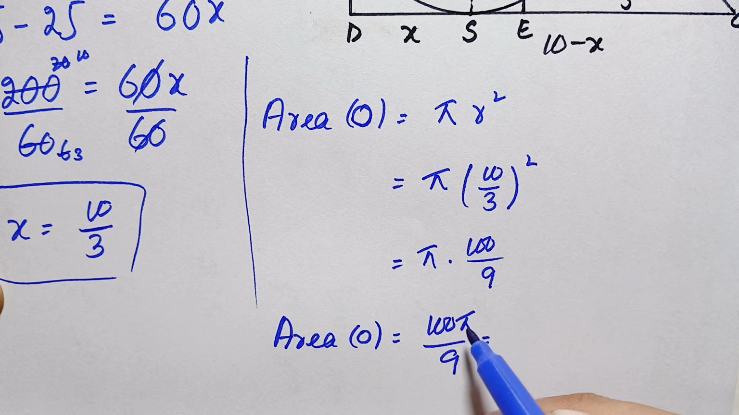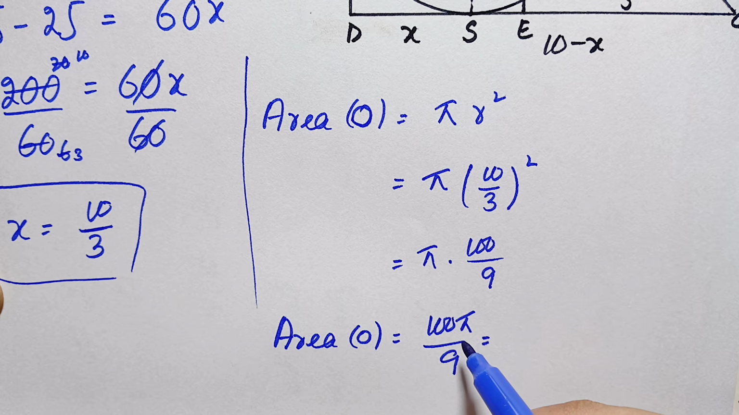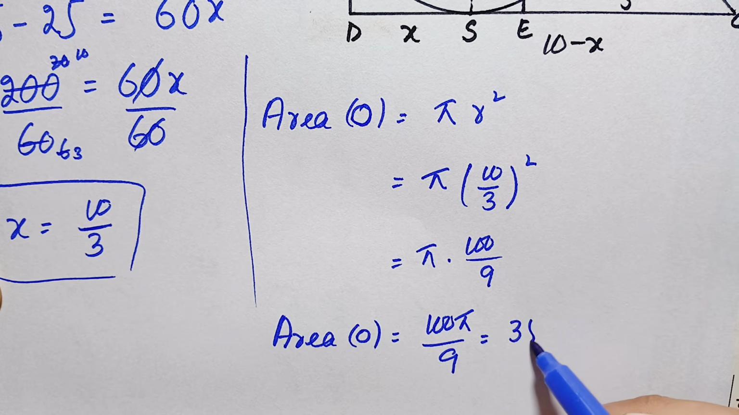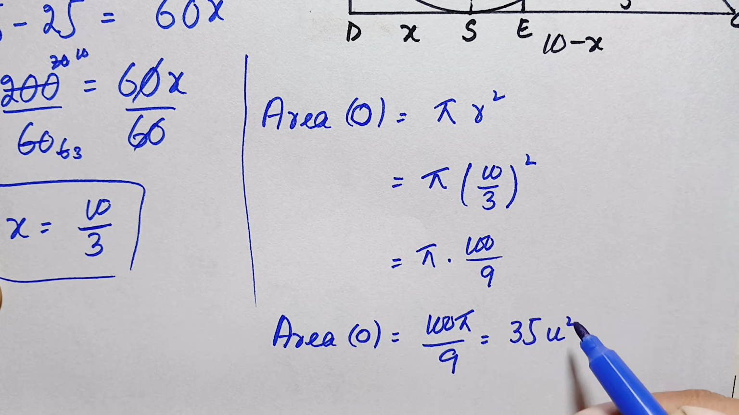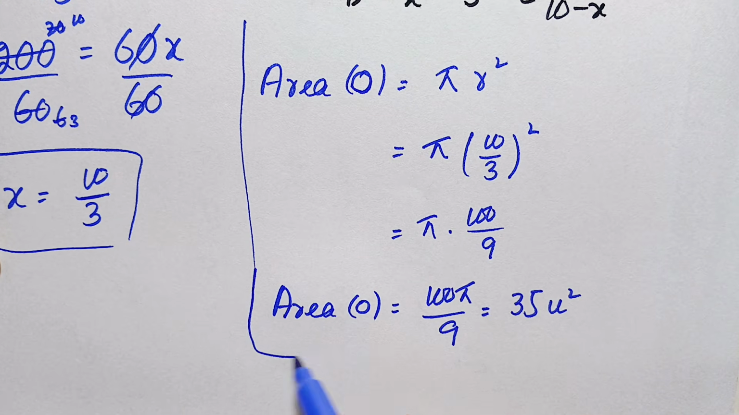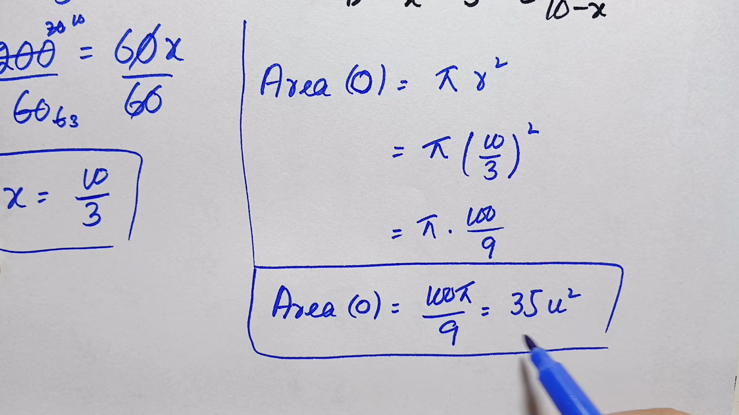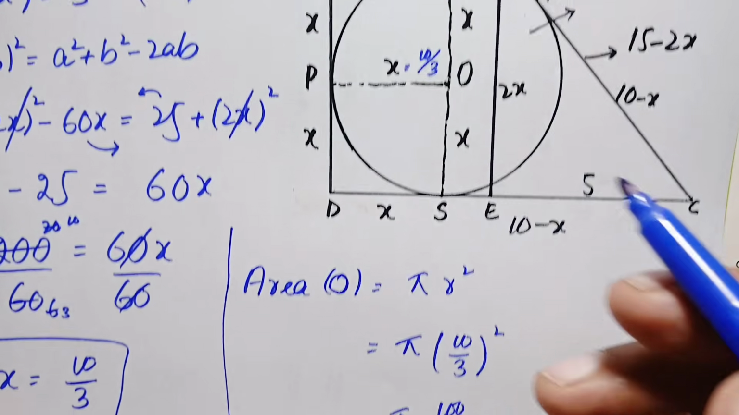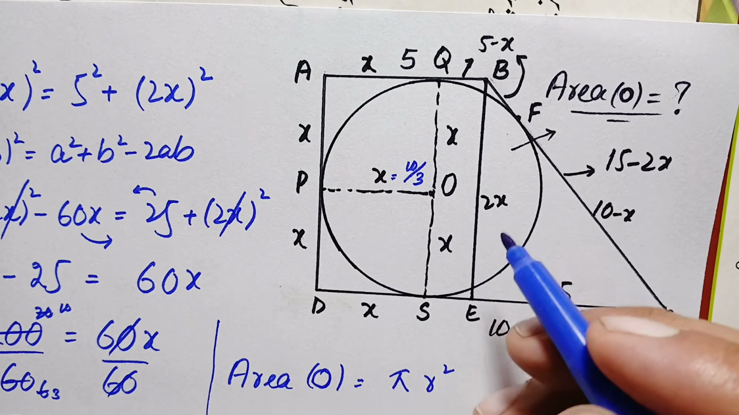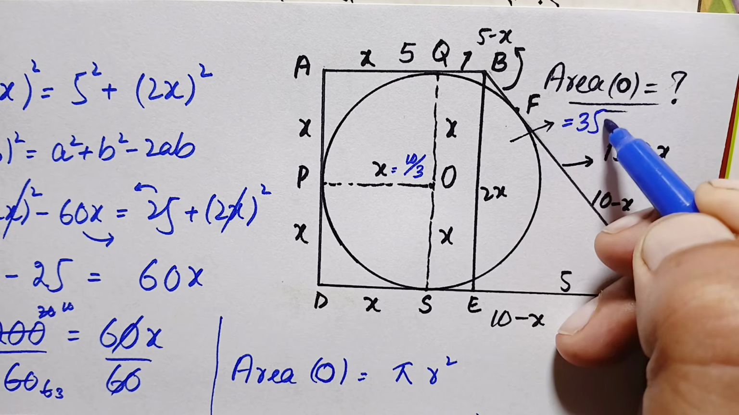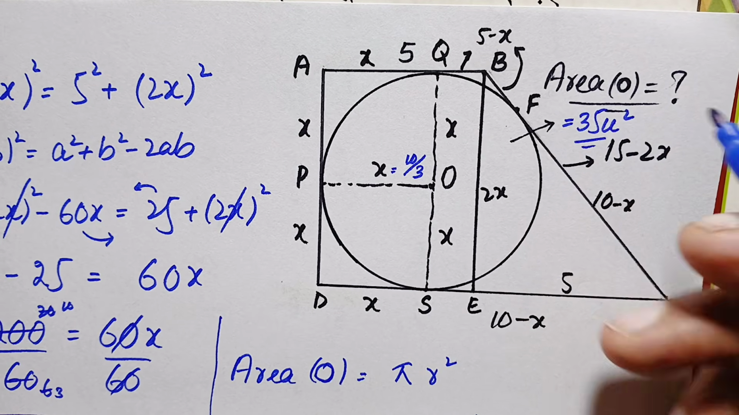And if we substitute the value of pi, which is 3.1415 up to 4 decimal places, this number will be about 35 square units. So finally our required target area is 35 square units. So here the area of this circle in this right trapezium is 35 square units, which is our final answer.